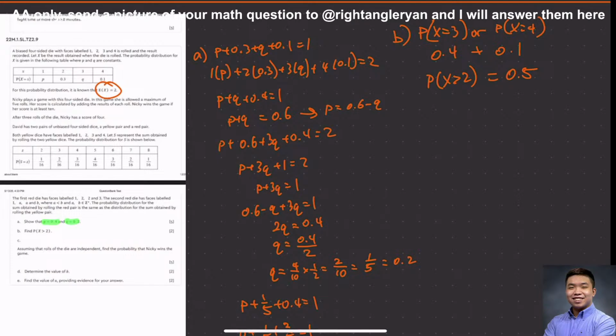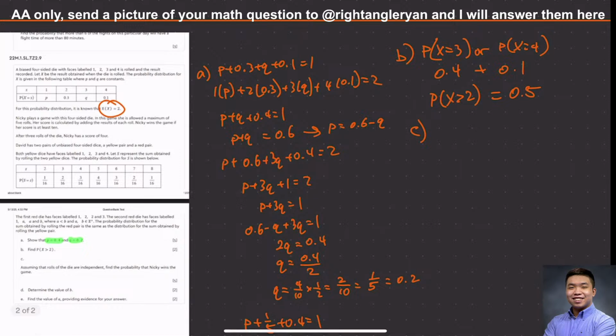Now part C. Assuming the rolls of the dice are independent, find the probability that Nikki wins the game. Nikki wins the game. Q plus 0.1. What's Q plus 0.1? Did I do something wrong? What about Q plus 0.1?